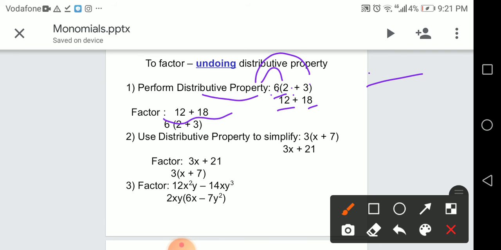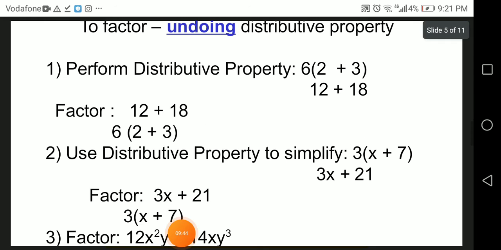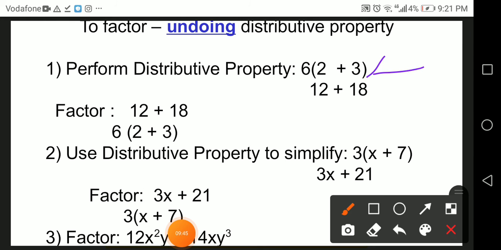We are explaining how to perform the distributive property and also how to factorize. This is how to make the distributive property: 6 distributes times 2, then 6 times 3. 6 times 2 is 12, 6 times 3 is 18.